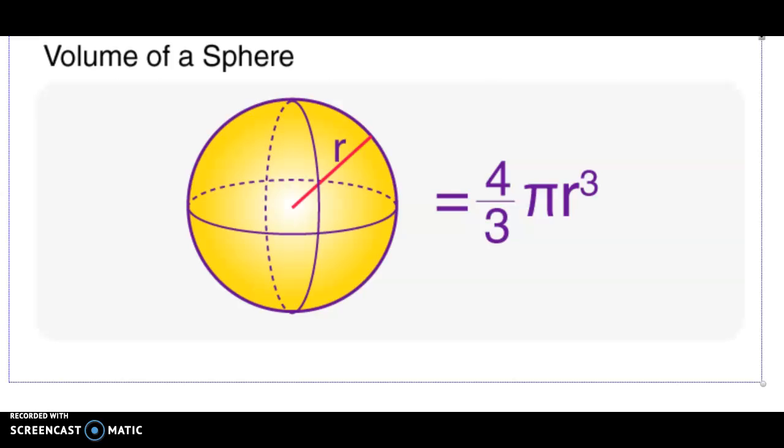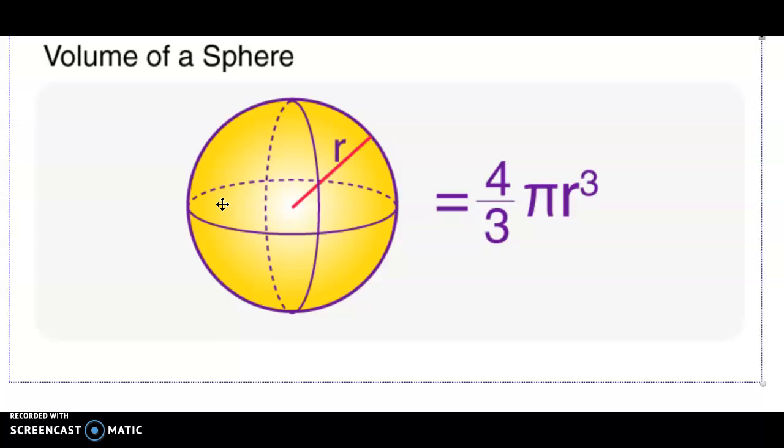What we can see here is that we have 4/3 times pi times r cubed. So we really only need the radius. And the reason why we have to cube it is because a sphere is a ball. We are generating a 3D figure with the radius.